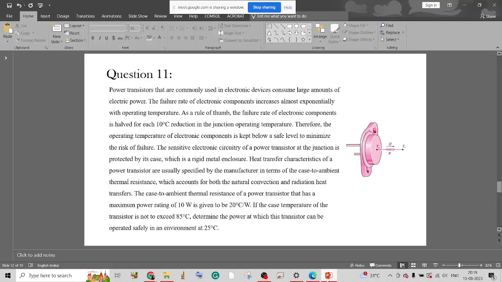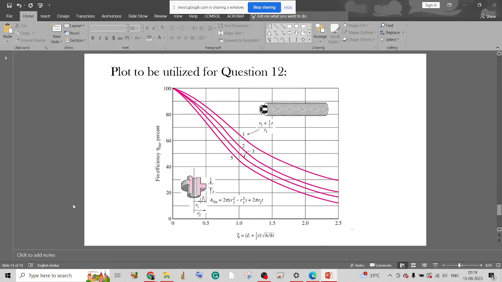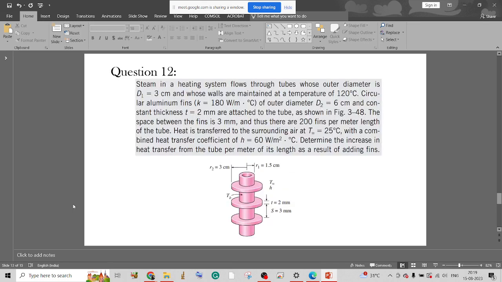Very good, Sanchita, you have solved it. This is the next question, and this is the plot that you need to utilize, and these are the equations that are marked here. You need to utilize them to find out the efficiency that will be used in this question.